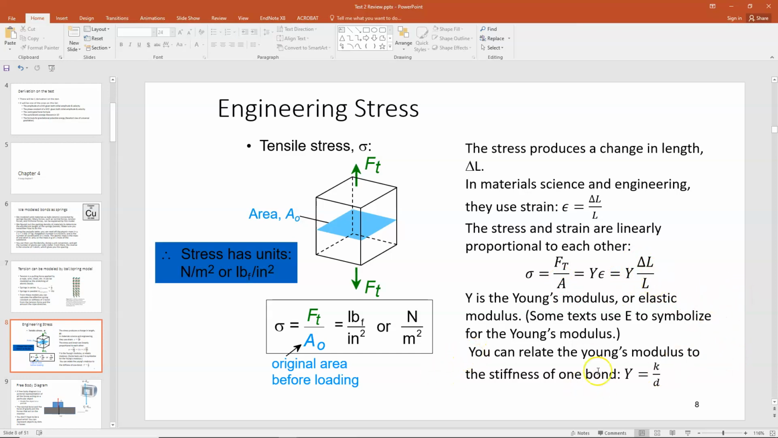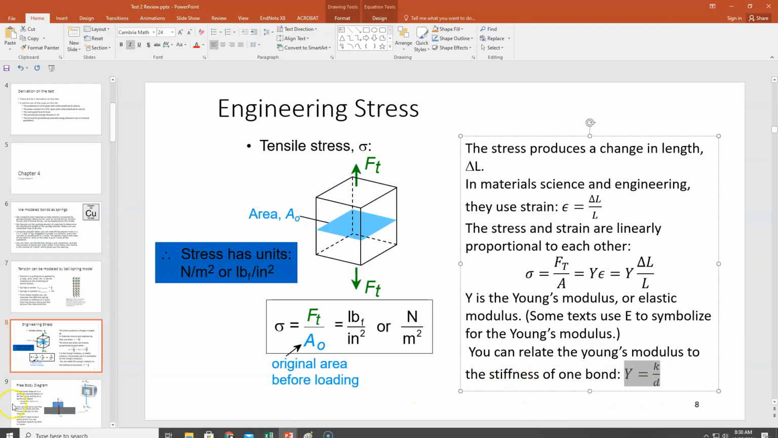And you can relate Young's modulus to the stiffness of one bond in this way. Y is equal to K over D, where D is the length of one bond, okay, or the distance between the atoms center to center.